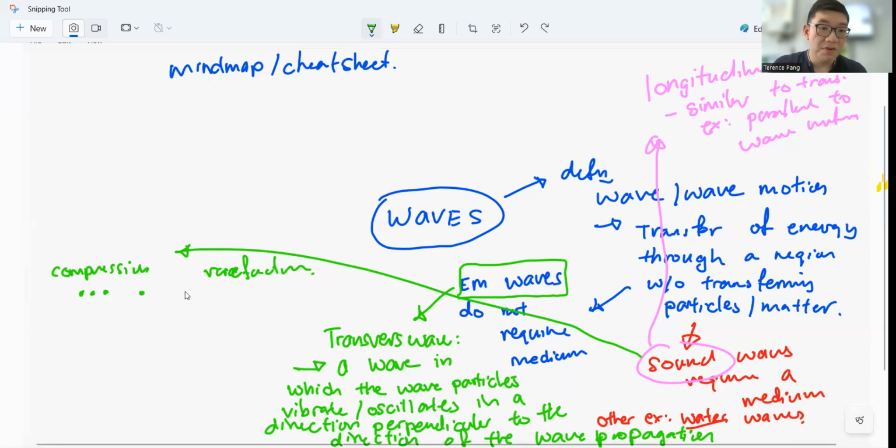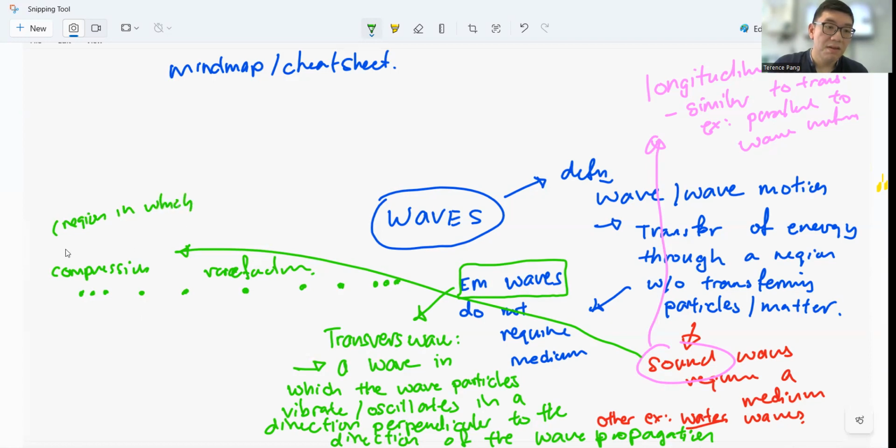So you can also draw. This is one of the wonders of making your own cheat sheet. You can say region in which particles are closest together. Then this one is particles furthest apart.